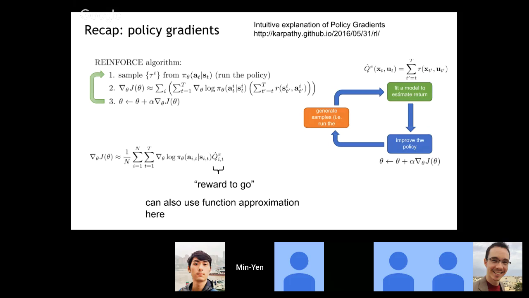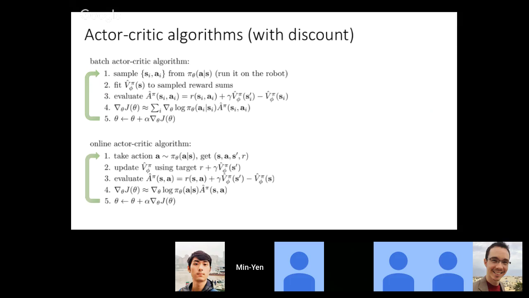One other way we talked about value function approximation was in actor-critic algorithms, where we created function approximators for the value function. We then used those value functions to find the advantage. From there, we could compute the gradient again and take our gradient ascent step.